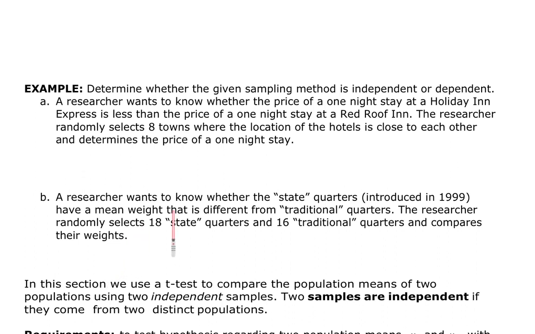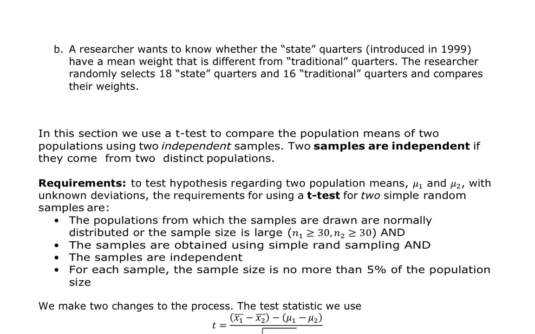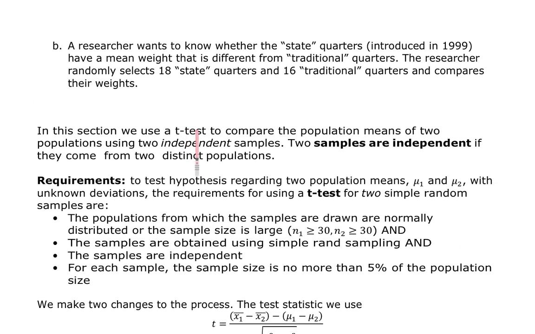The weight of the state quarters is not going to affect the weight of the traditional quarters, and there's no real relationship of before and after, or matched pair kind of situation, with this. So unlike the previous example, these are independent. So in this particular section, we're going to be doing a t-test.